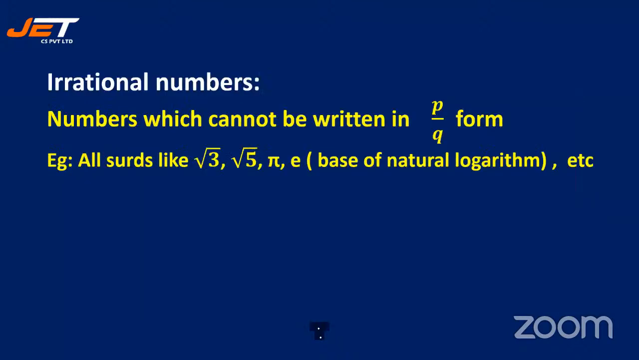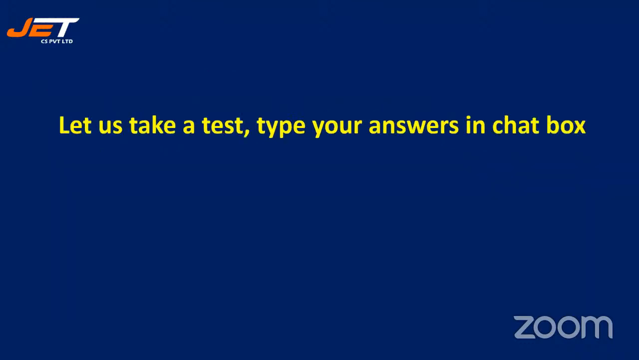And what are irrational numbers? Numbers which cannot be written in the form of P by Q. For example, root 3. Root 3 is a prime number, isn't it? So we cannot make this into P by Q form. We call these surds, like root 3, root 5, pi, e, the base of natural logarithm, etc. All right, now let us take a test.